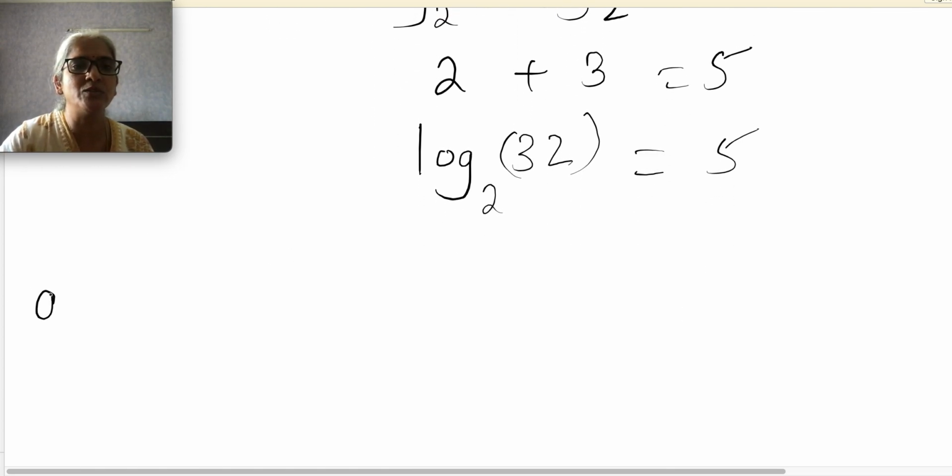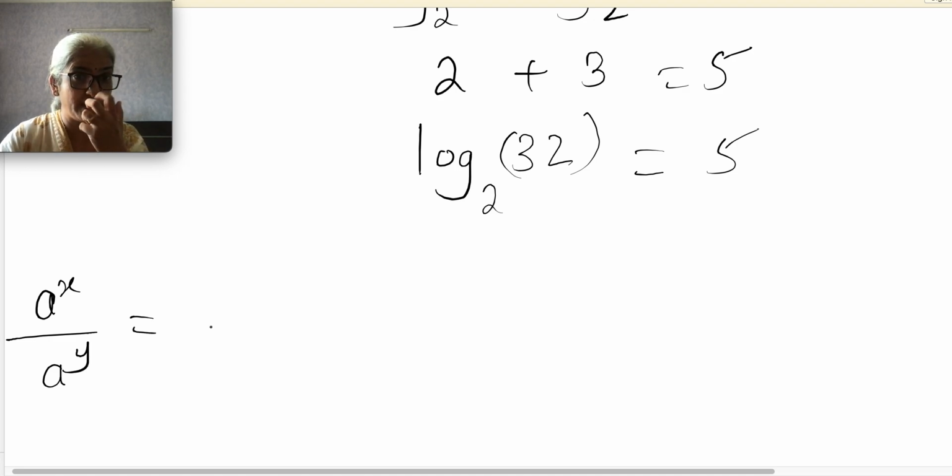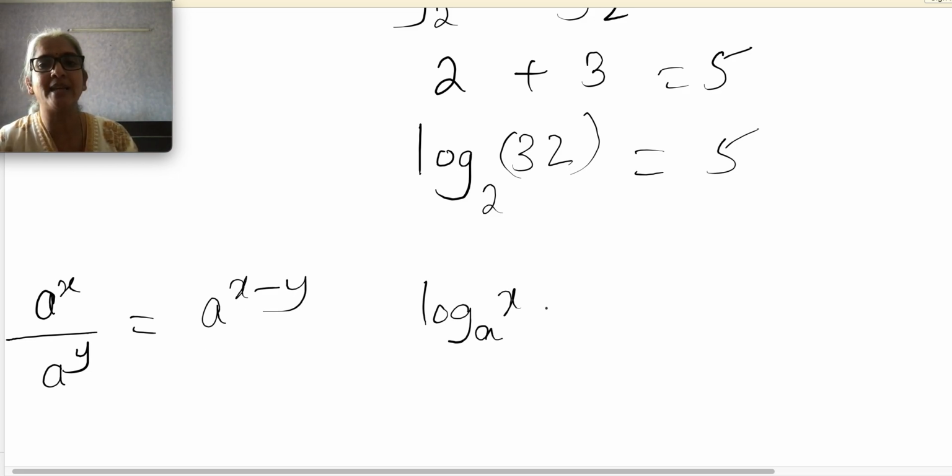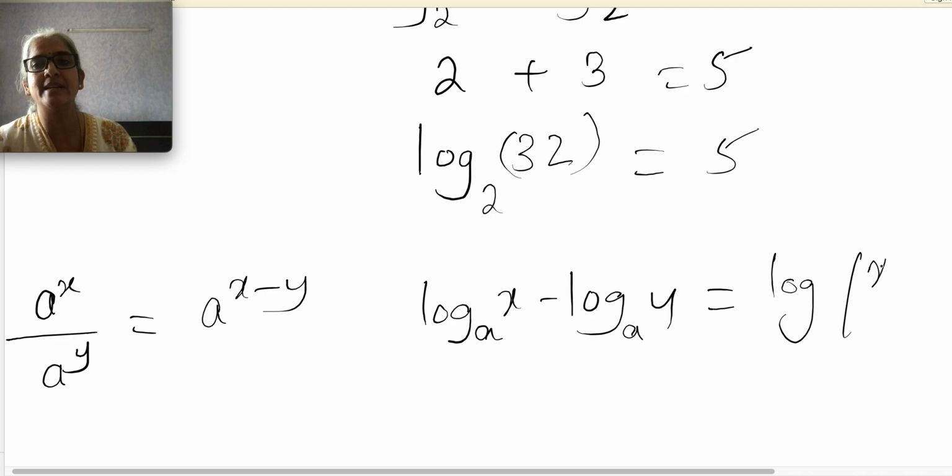Okay, let's look at our next rule. a raised to x upon a raised to y. When the base is the same and we have a division, then the indices get subtracted. Okay, the other way around. Log of x to the base a minus log of y to the base a. Subtraction is written or can be written as division.